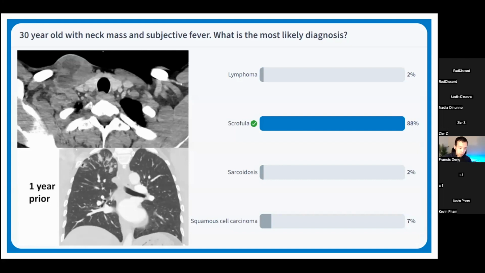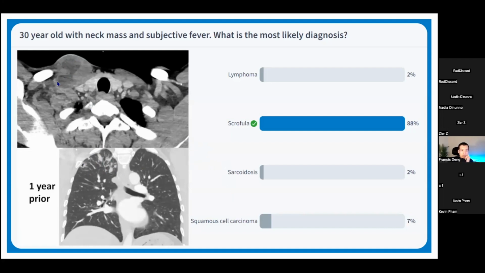Okay, the answer is scrofula, and most of you got this right, which I'm very happy about. The finding to appreciate here on the chest CT is the presence of right upper lung nodules and reticulation, as well as a cavitary nodule, and this is suggestive of post-primary tuberculosis. This patient grew up in Pakistan, had immigrated, had a positive PPD test upon starting their employment here, but declined the treatment for latent TB. They developed these pulmonary symptoms here and were lost to follow-up, and a year later presented with a neck mass.